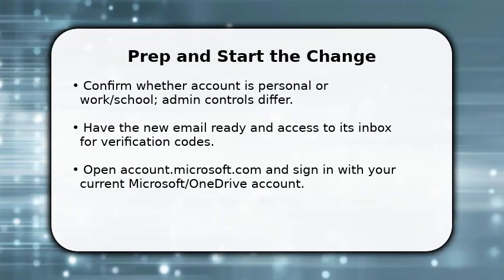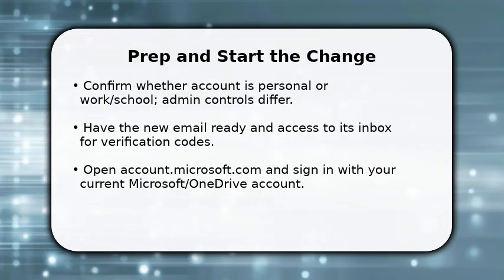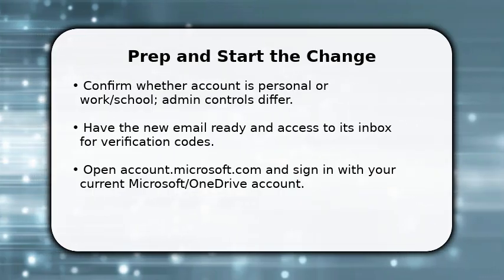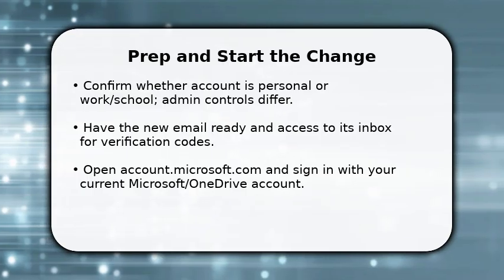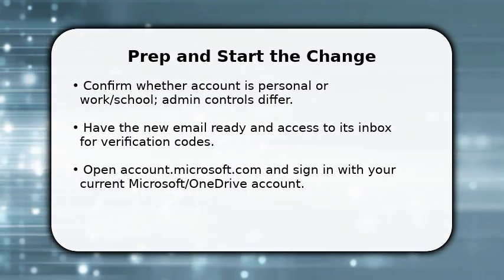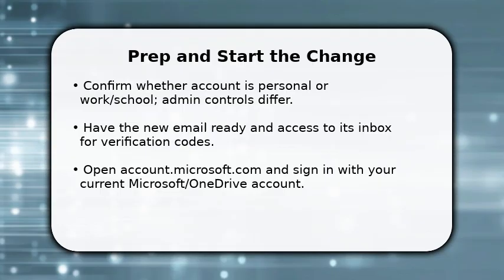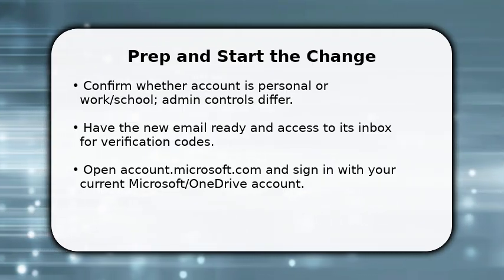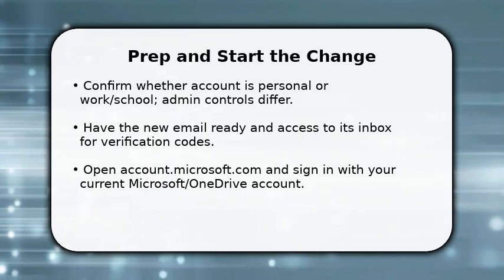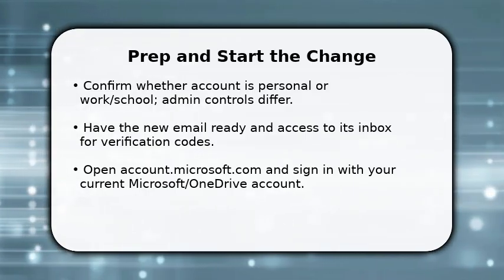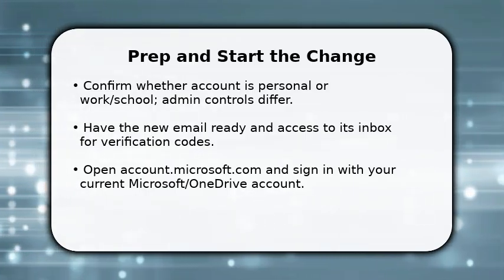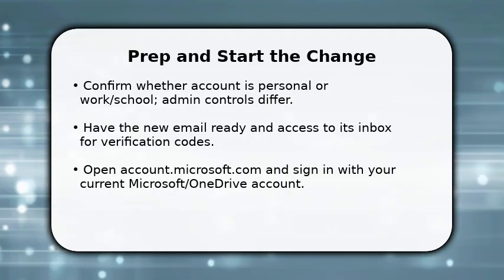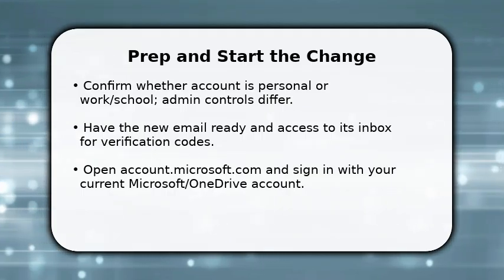You're starting by confirming the account type because the path differs for work versus personal accounts. Once signed into account.microsoft.com, go straight to Your info and then Manage how you sign into Microsoft. Make sure you can receive mail at the new address. You'll need to verify it. While here, do not remove the old email yet. Add the new alias first so OneDrive keeps permissions intact and you avoid losing access to shared files.